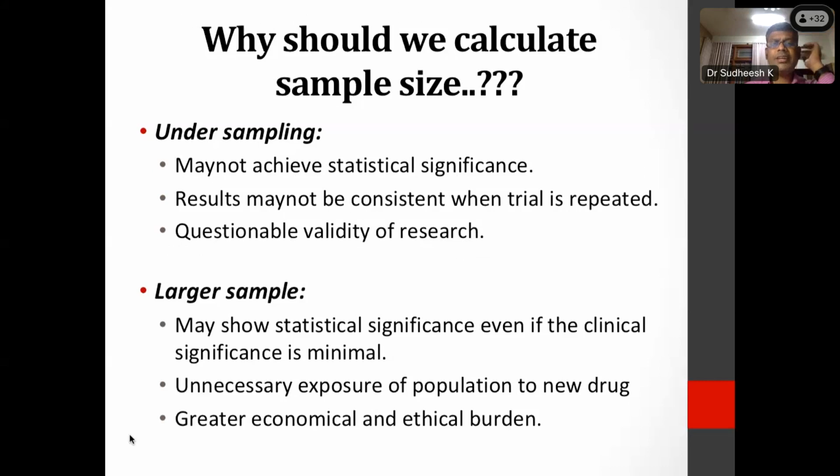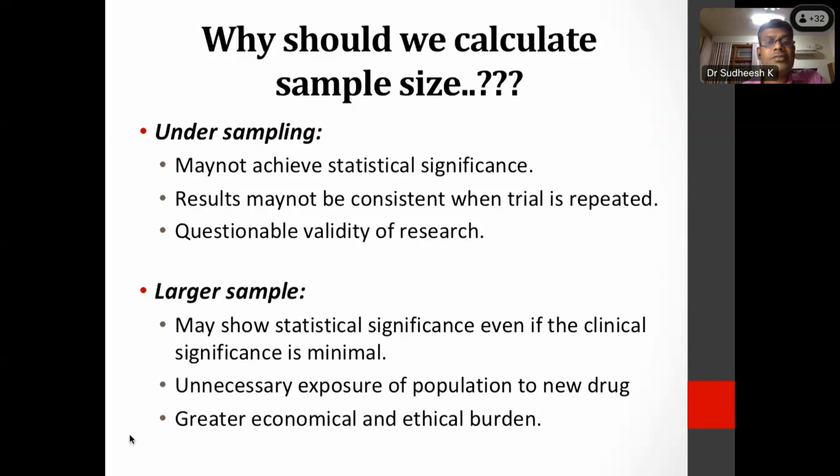There are two problems why we require adequate sample size. If we undersample, many times the study might not achieve adequate statistical significance, and the result may not be consistent when the trial is repeated, and it can result in questionable validity of the results. However, if there is a larger sample size than what is calculated, it can result in an abnormal depiction of statistical significance, even if the clinical significance is minimal. And second, there is an unnecessary exposure of the population to a new drug, to the unknown effects of the new drug, and it can also result in greater economic and ethical burden.